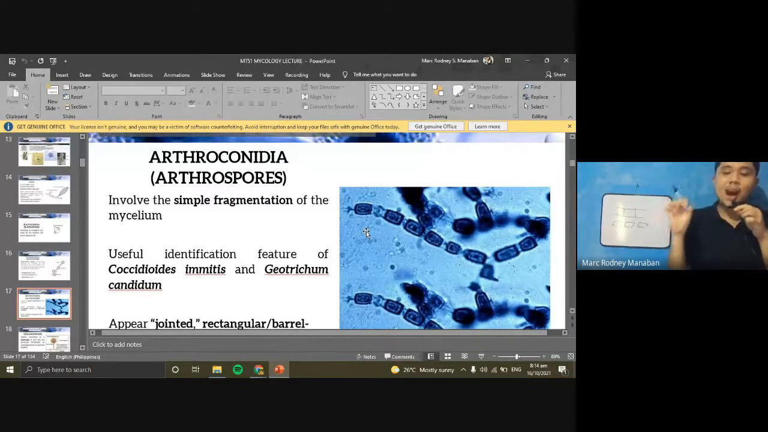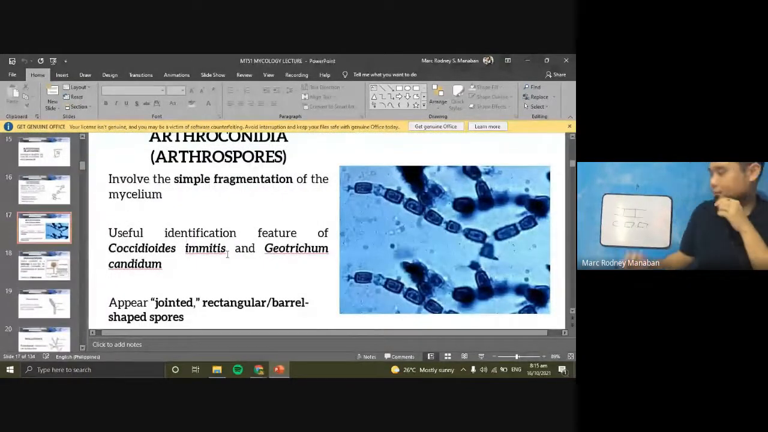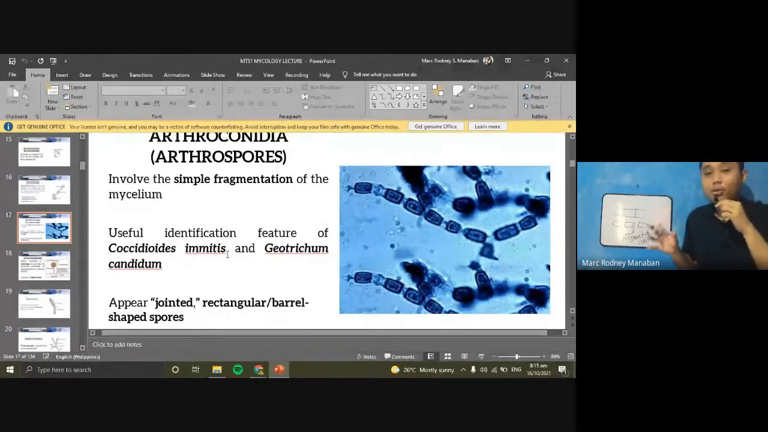In between the arthroconidia are your disjunctor cells. These disjunctor cells are usually empty. They are found in between the arthrospores or arthroconidia. These are empty to differentiate or separate two arthroconidia. So the appearance, again, is fragmentation, and usually rectangular in shape, or the spores are barrel-shaped.